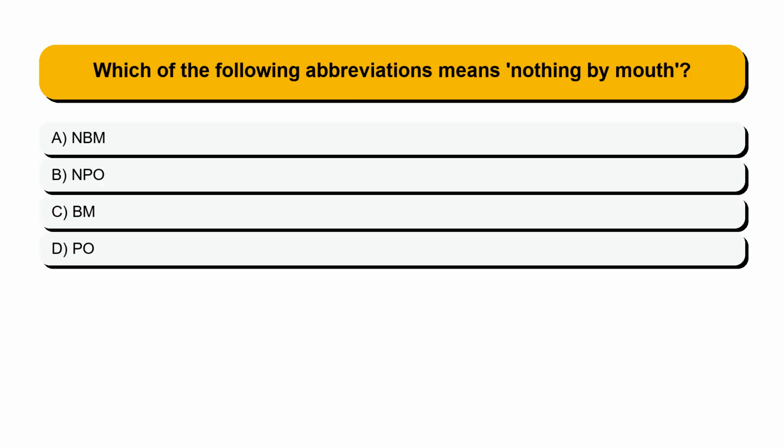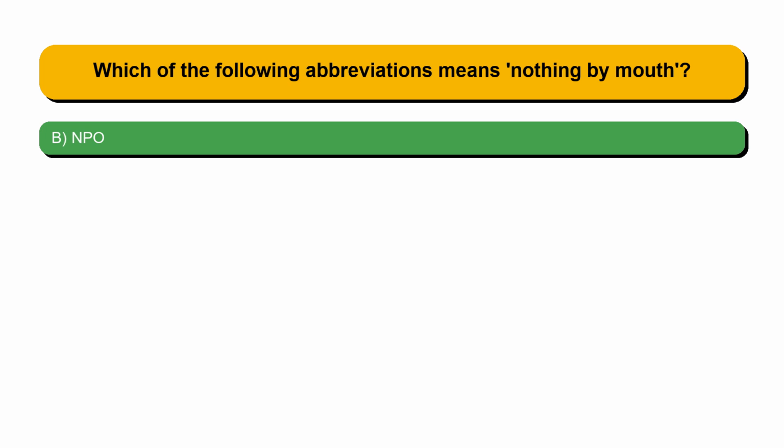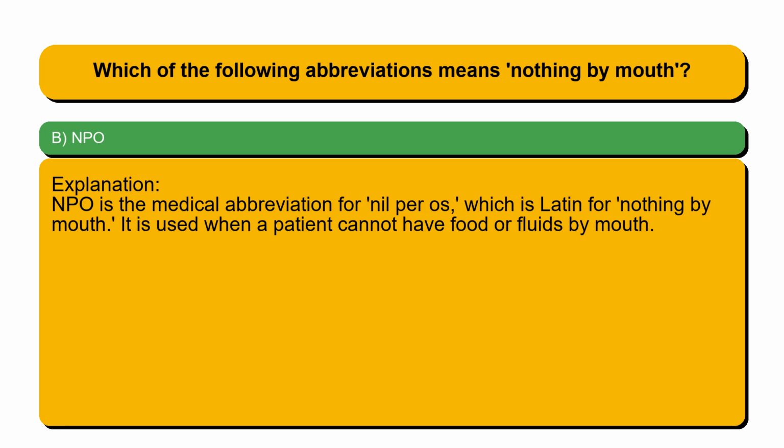Question 93. Which of the following abbreviations means nothing by mouth? Option A. NBM. Option B. NPO. Option C. BM. Option D. PA. The correct answer is option B. NPO. NPO is the medical abbreviation for nil per os, which is Latin for nothing by mouth. It is used when a patient cannot have food or fluids by mouth.